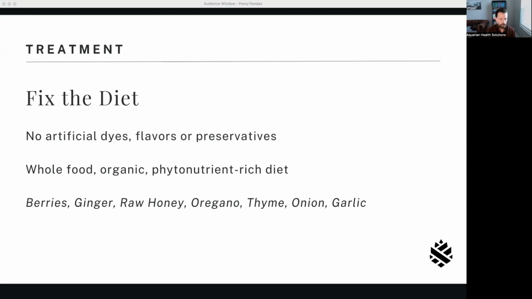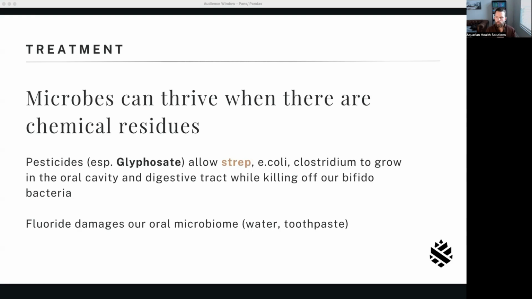And so we have to opt for a whole food, organic, phytonutrient-rich diet. So things that are going to calm inflammation, like berries, ginger, raw honey, specific use of different herbs like oregano and thyme and garlic and these kind of things. Another big thing is microbes thrive where there are chemical residues.